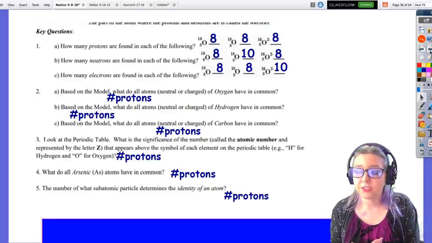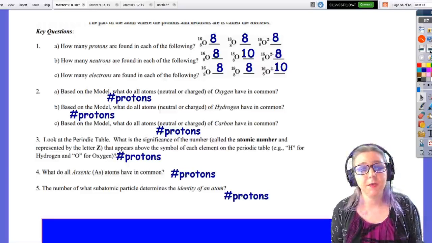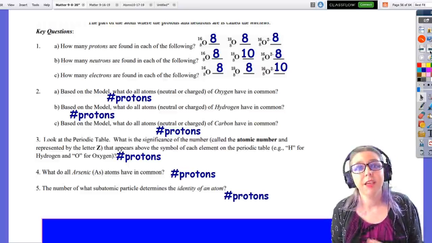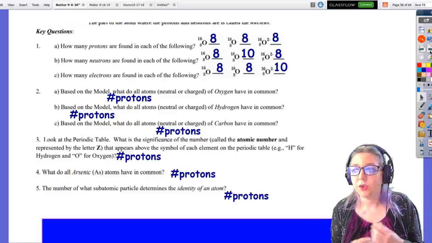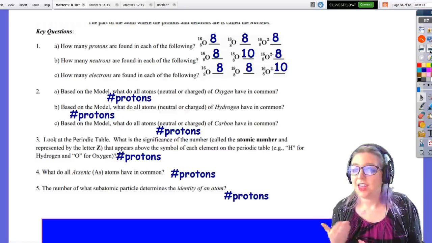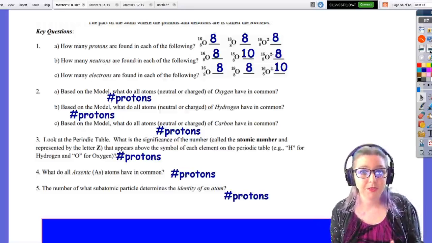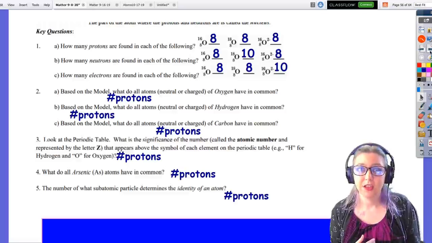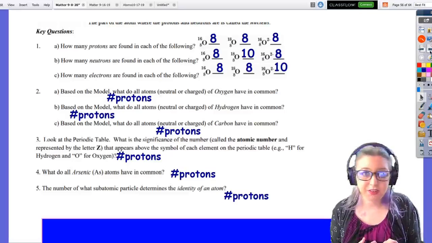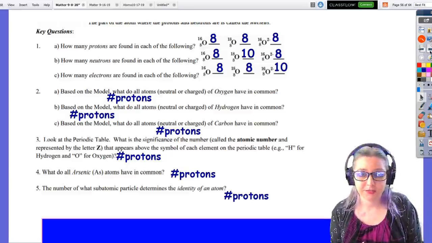So what do all of my oxygens have in common? The number of protons. What do all of my hydrogens have in common? The number of protons. What do all of my carbons have in common? The number of protons. So what is it that determines the identity of an atom? It is your protons. Every single arsenic will have the same number of protons. As long as I look at something with 8 protons, I know that I'm looking at oxygen. Because if I have one more, I'm no longer looking at oxygen. If I have one less, I'm no longer looking at oxygen. It all depends on how many protons we have.